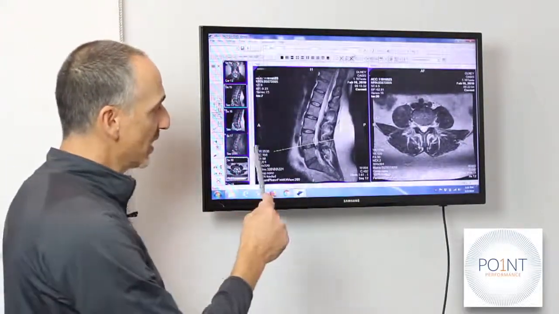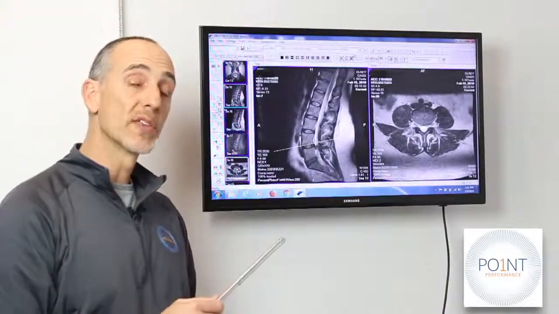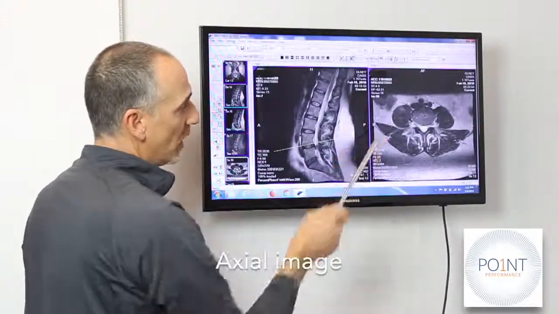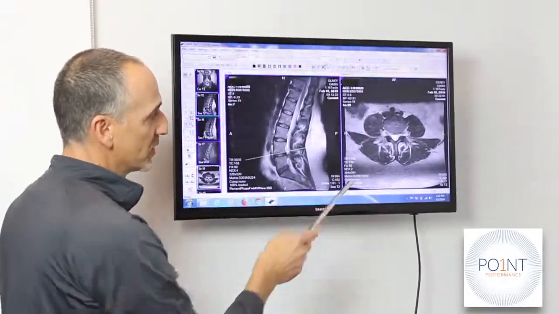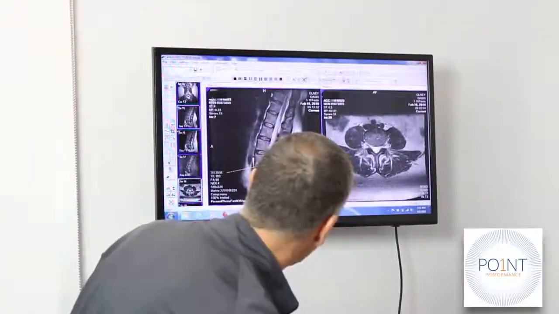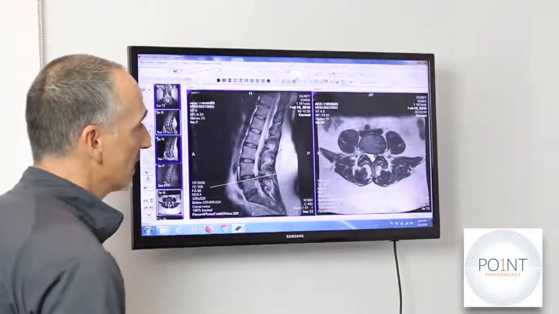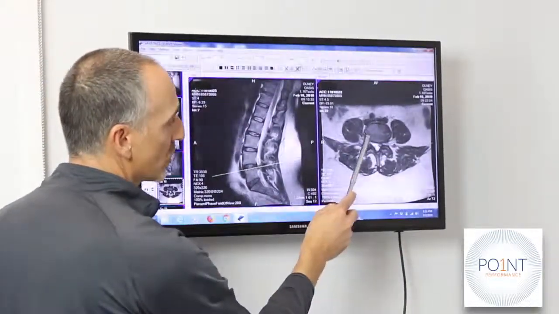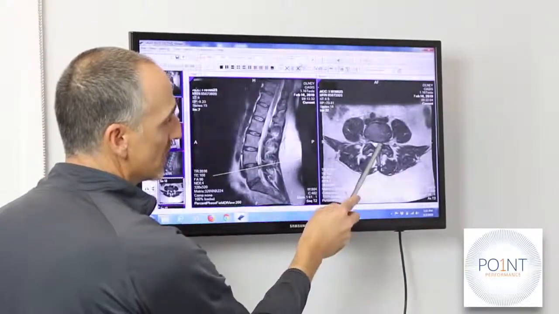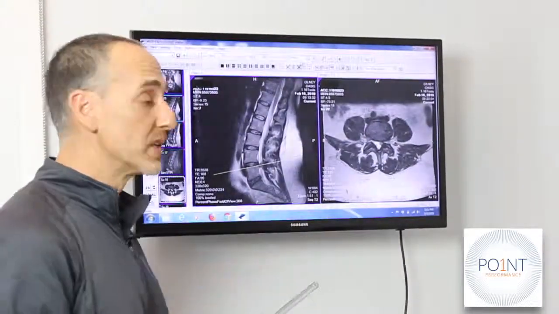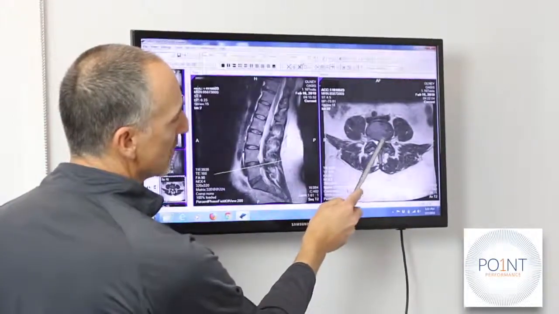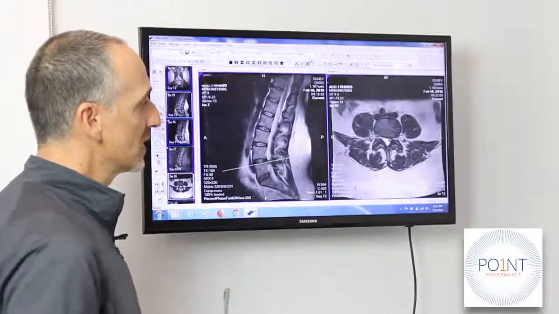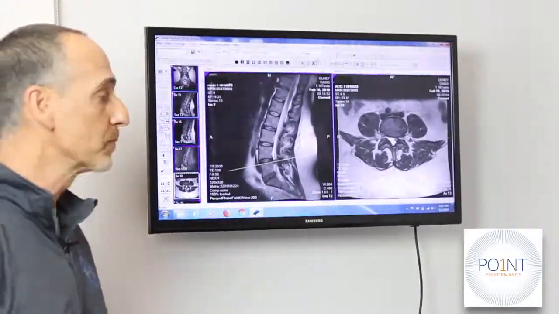If we wanted to get another view of what that disc is doing at that level, we take what is called the axial image of the lumbar spine. That's what we're seeing on this side of the screen, and that allows us to view the disc in a slightly different way. You're almost looking straight down on it now. Here I'm encircling the disc. This is the spinal canal with the clear fluid running up and down. And if you can make out this circular protrusion over here, which happens to be on the left side, that is the disc that is herniating out into the spinal canal.